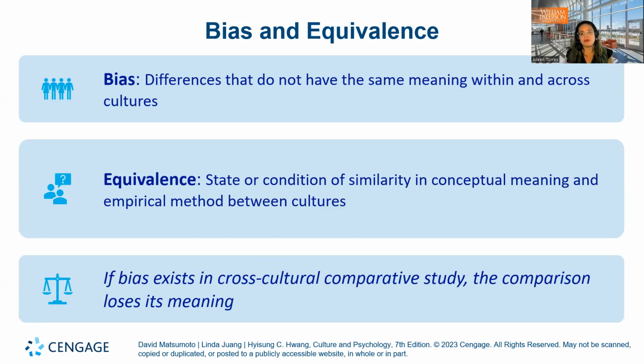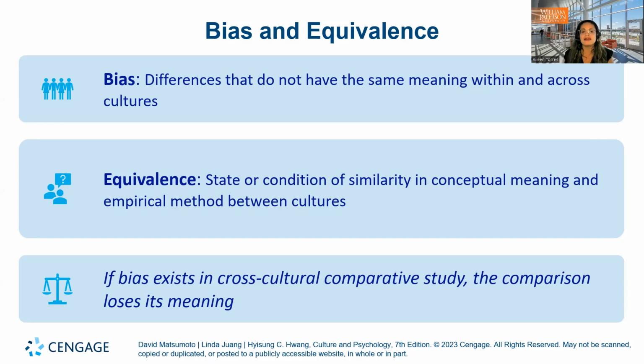One very important thing that we must always be mindful of is bias. And if we want to make a study in which we're comparing two different cultures, we have to make sure that there's an equivalence to what we're studying. Does intelligence mean the same thing? Does a certain word mean the same thing? So we're going to go into all the different types of bias and equivalence issues that can come up in a study. If bias exists in a cross-cultural comparative study, the comparison loses all its meaning.